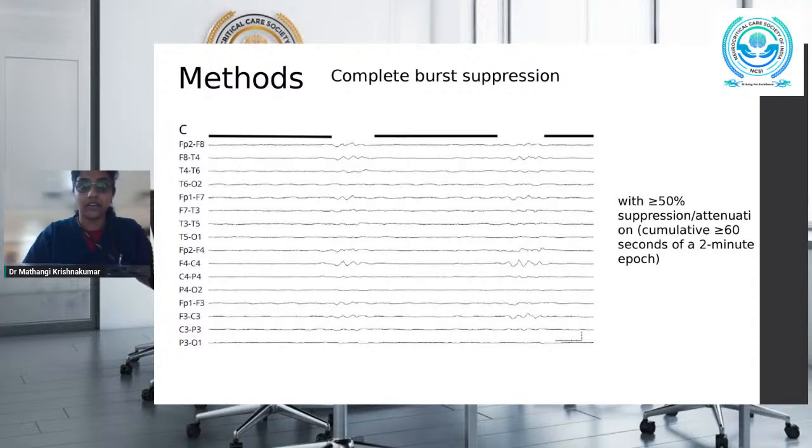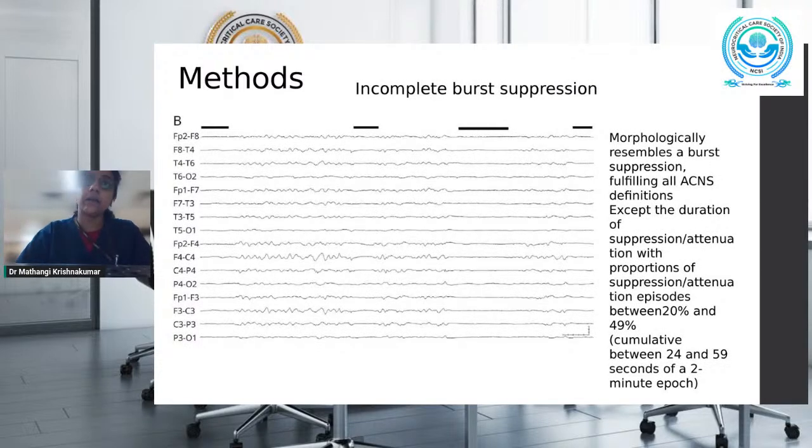You can see the figure here, which is defined as more than 50% of suppression, and that means in a 2-minute epoch, at least 60 seconds has to be suppressed. So this is pattern 1, which is complete burst suppression. The second is incomplete burst suppression, which means that burst suppression is present but the duration is not adequate. It morphologically resembles a burst suppression as I defined previously based on the criteria. However, the proportion of suppression was between 20 and 49%. So that means in a 2-minute epoch, it was between 24 and 59 seconds.